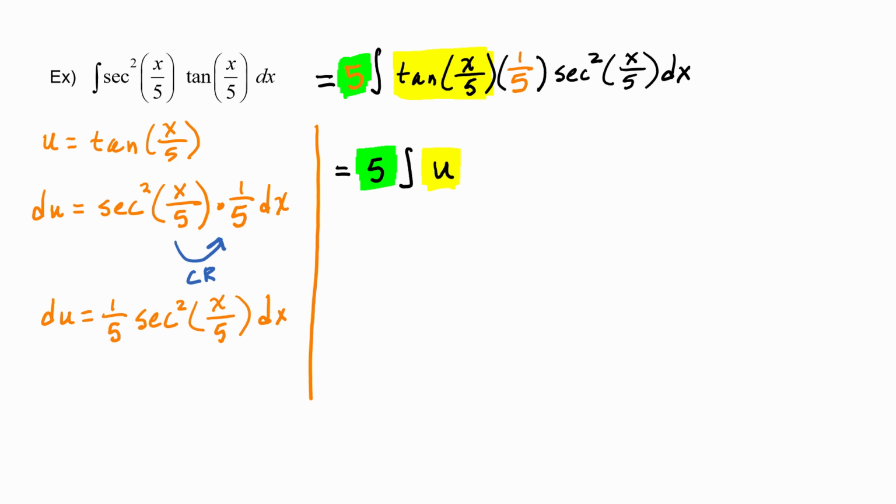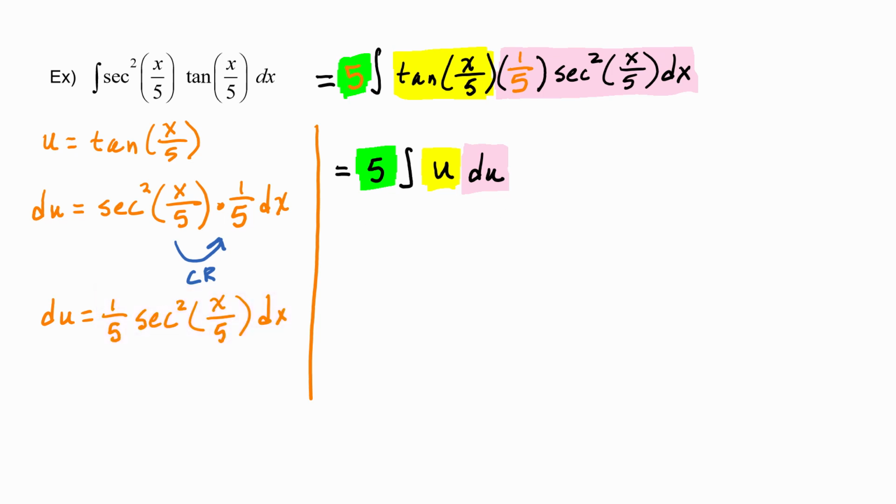And then all the rest of this, 1/5 secant squared of x over 5 dx, that whole entire thing gets replaced with du. That's the power of the u-du substitution. It takes a more complicated integral and turns it into something simple.